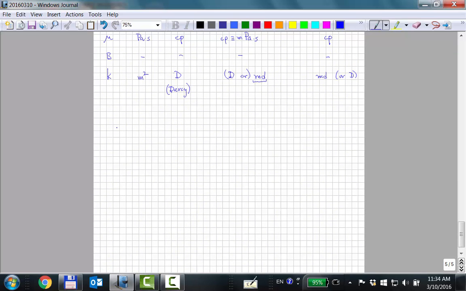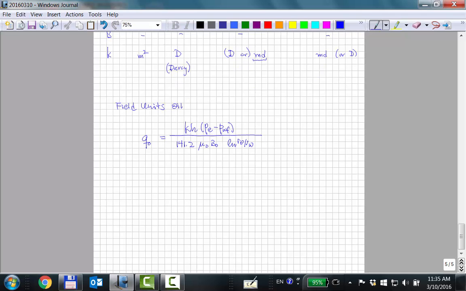So, for example, for field units, oil: QO is equal to 141.2 mu OBO log RE/RW, KH PE minus PWF. That I can guarantee. So stock tank barrels per day is what it gives you.